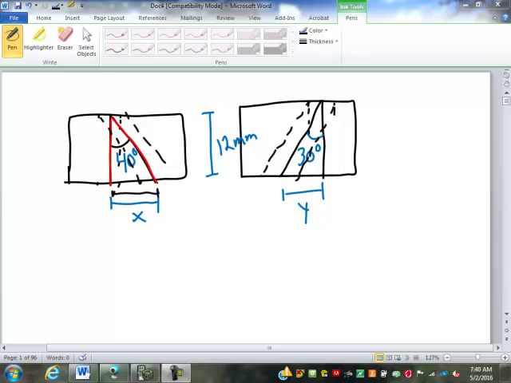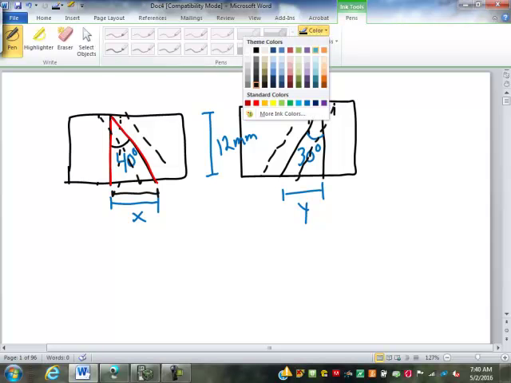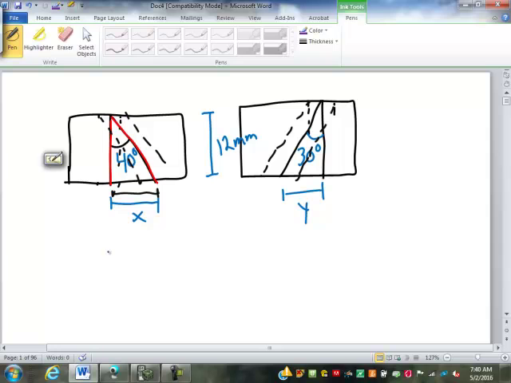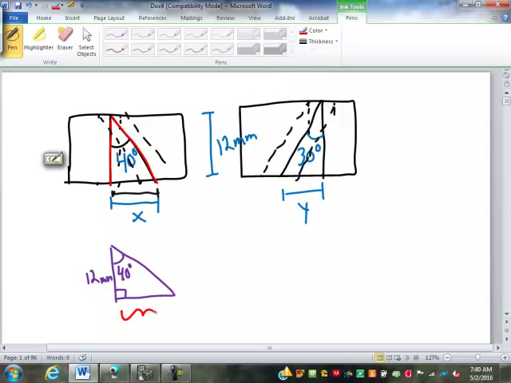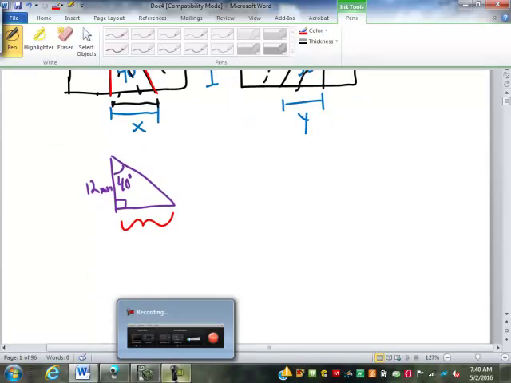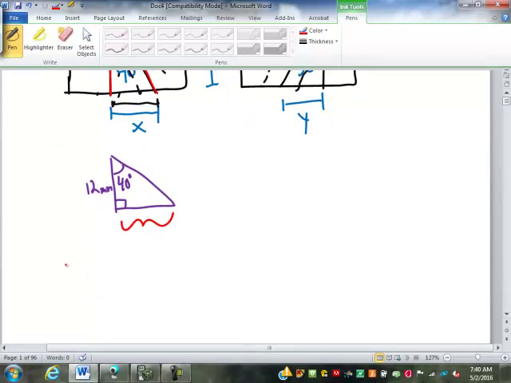Okay, so we're asked to find x and y here. What we have is basically just a right triangle with a 40-degree angle here, and this is 12 millimeters. So we're looking at an inverse tangent, trying to find this angle. Or that side, sorry, angle. So this is an inverse tangent of x over 12.